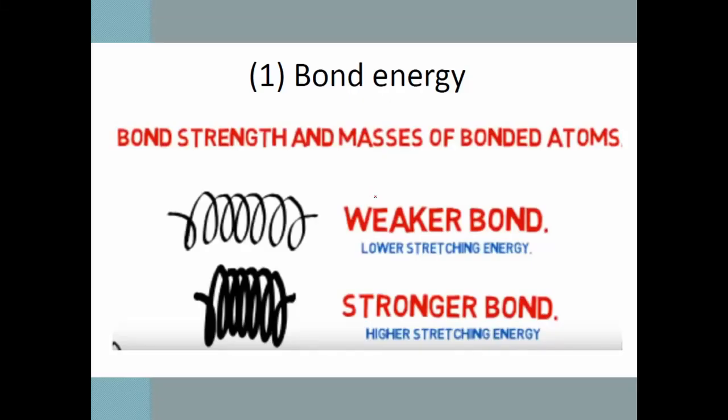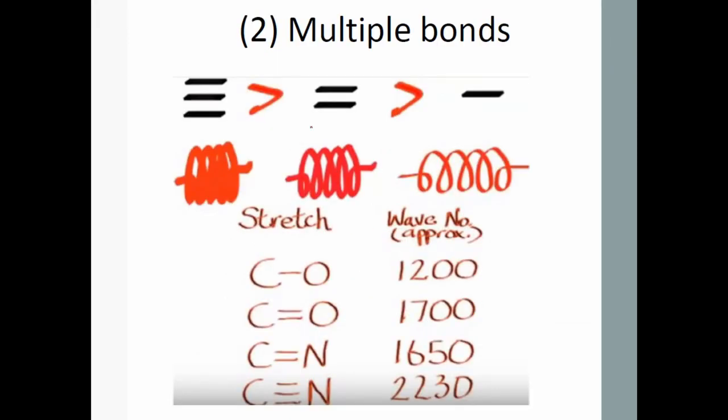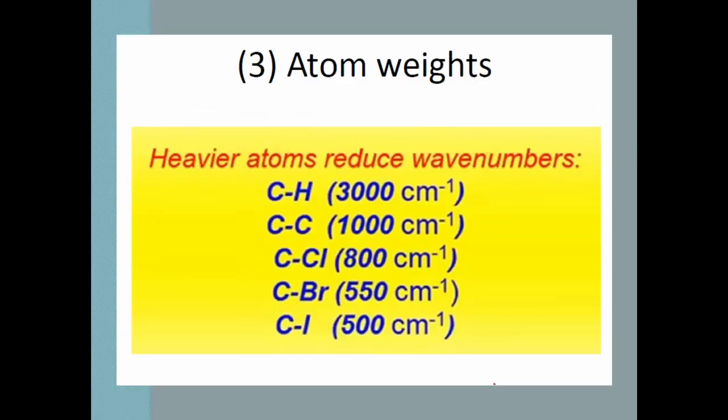But the three major things that define the IR spectroscopy can be given in terms of the bond energy, whether you have a weak bond or a strong bond, or whether you have a triple bond or a double bond or a single bond. So the values are varying. You can see that triple bond is having a very high value. This is applicable for inorganic systems as well. And then the atomic weights.